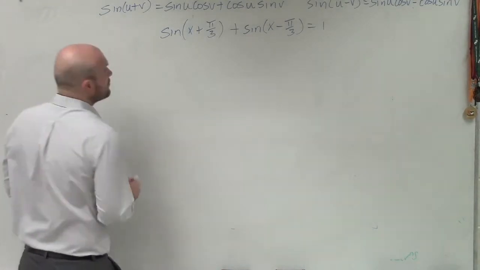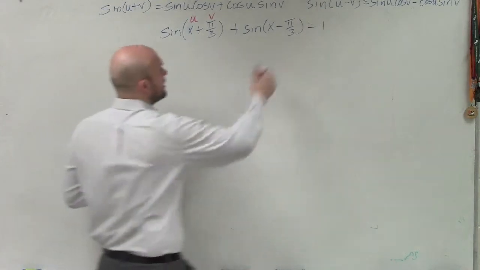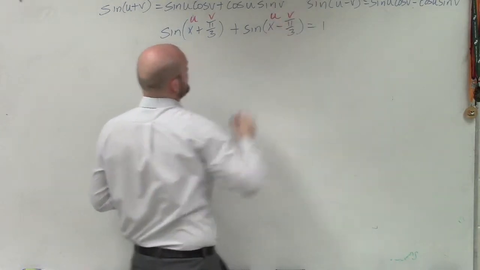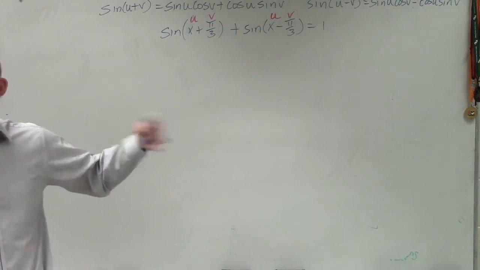But I need to make sure I label my u and my v. Well, for the first time I do it, I'll say that's my u, that's my v. And the second time I do it, I'm going to say that's my u and that's my v. So I'm going to have to do this twice. I'm going to have to do the sum, and I'm going to have to do the difference.